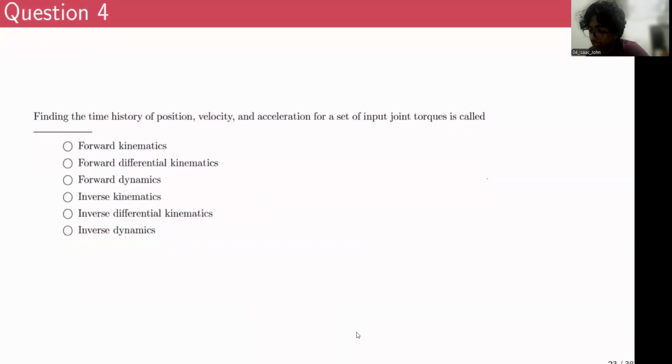So finding the time history of position, velocity, and acceleration for a set of input torque is called forward kinematics, forward differential kinematics. This is a fairly straightforward question, right? We have discussed this a few weeks ago. This is not really a control-based question, right? You have the governing equation of motion as tau equals M of q, q double dot plus n of q, q dot.